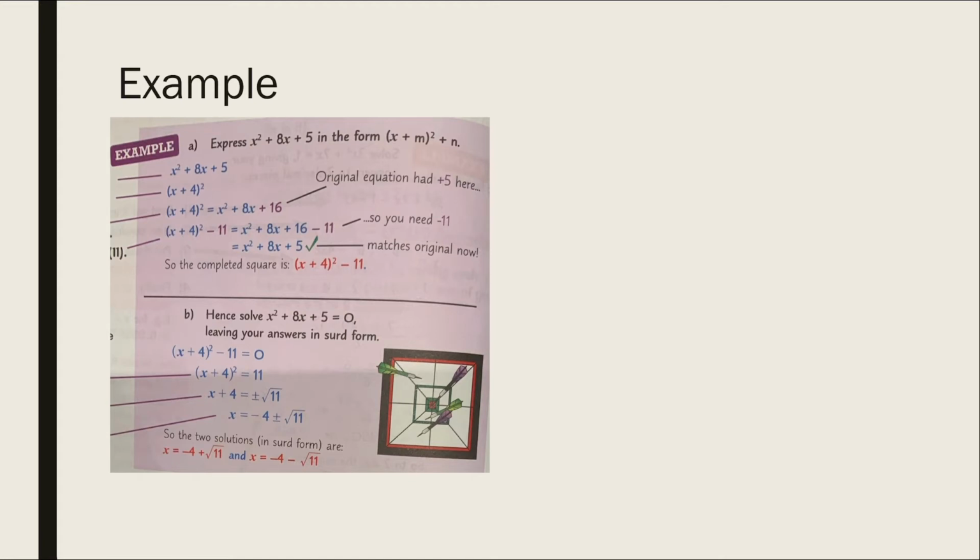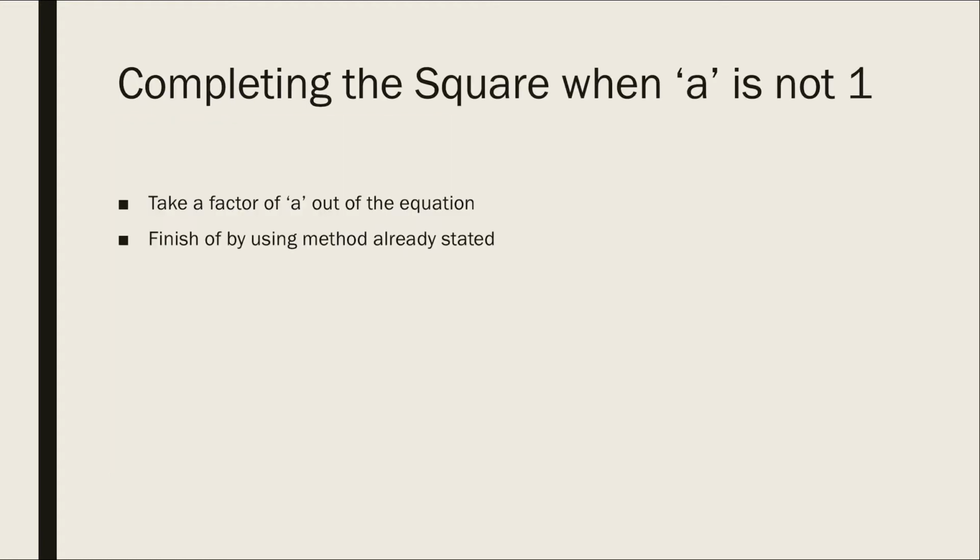So what happens if a is not 1? Well, let's see. Everything is the same. It's just that you have to take a factor of a out. And that can, before you start, end up with awkward fractions. So this time, the number in the brackets is b over 2a.